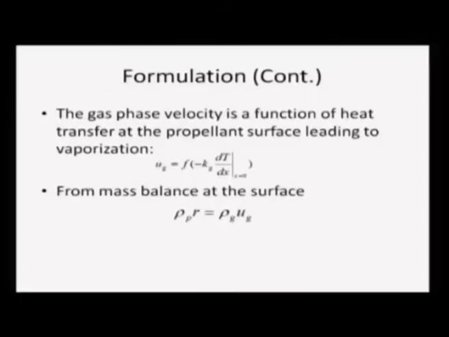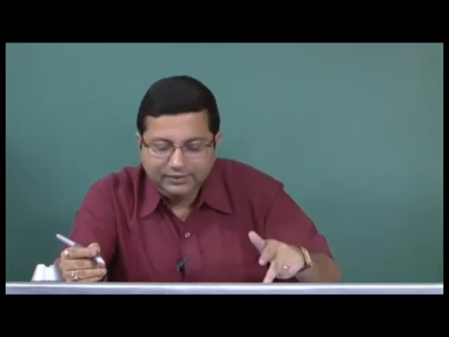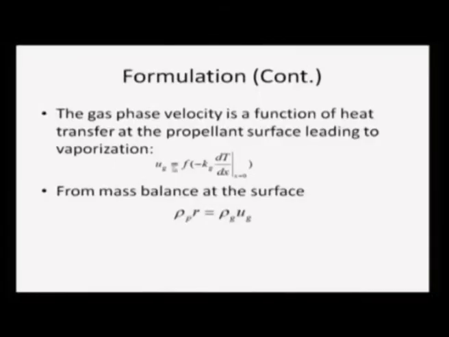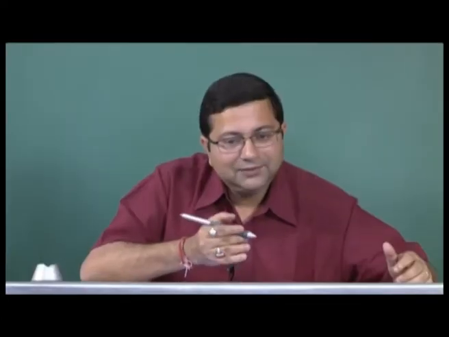First of all, the gas phase velocity, that is Ug, is a function of heat transfer to the propellant surface leading to vaporization. So, the rate at which it is vaporizing and the gases are moving is my Ug. Therefore, it is a function of the heat conduction to the surface. And from mass balance at the surface, the propellant density times the burning rate gives the mass flow rate of the propellant from the surface.